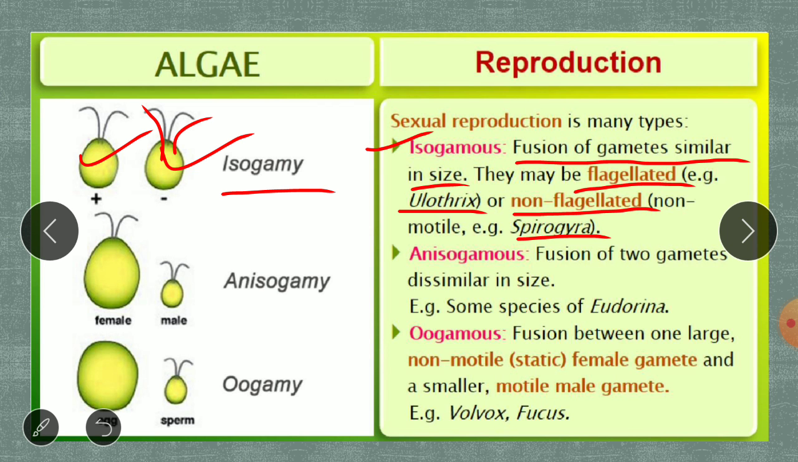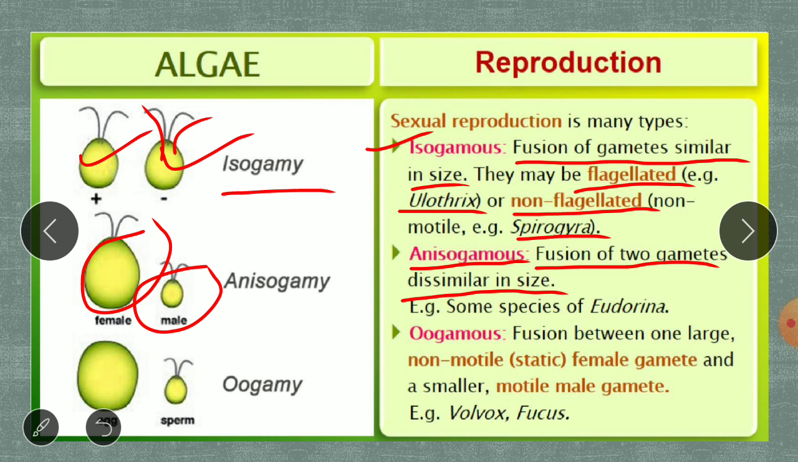Coming to the second one, that is anisogamous. In anisogamous, the fusion of two gametes of dissimilar size takes place. Here you can see the female is larger and the male is smaller. Even vice versa can occur: the male can be larger and the female relatively smaller. Whatever it is, the sizes of the male and female are dissimilar. They are not the same. Usually the male is larger and the female gamete is smaller.